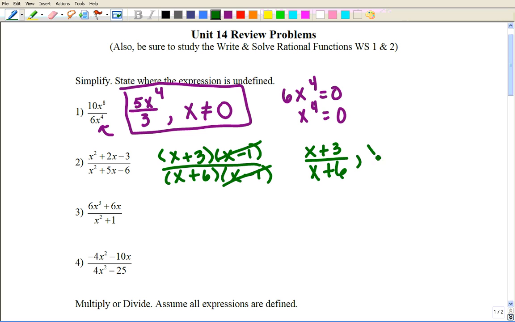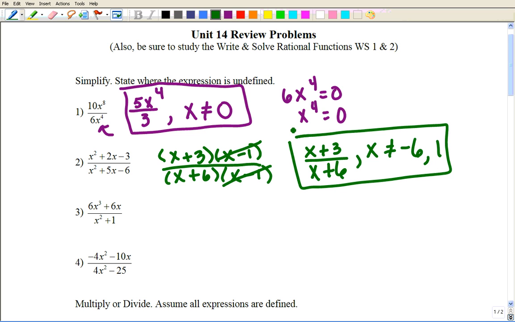To figure out where it's undefined, go back in time a little bit before we cancel things out and look at what x values would make this denominator 0. So if I had a negative 6 and I had negative 6 plus 6 would be 0. So it cannot include negative 6. And then we had x minus 1, what would give me 0, and that's 1. So it's undefined at negative 6 and 1.